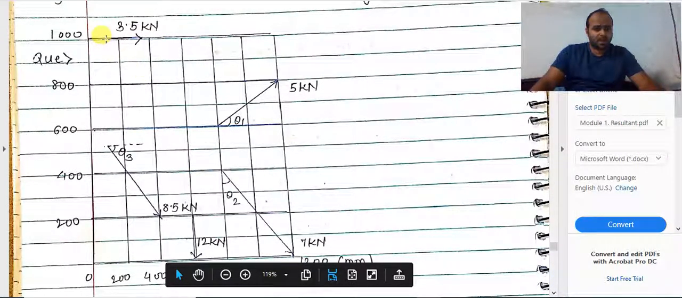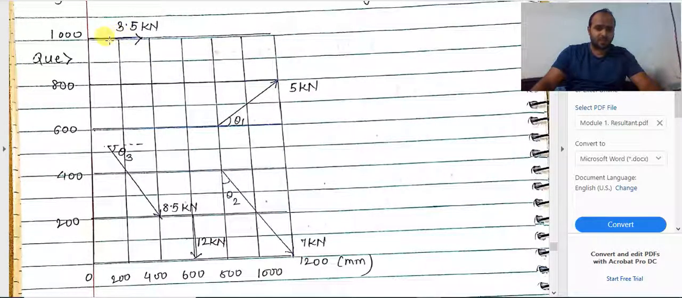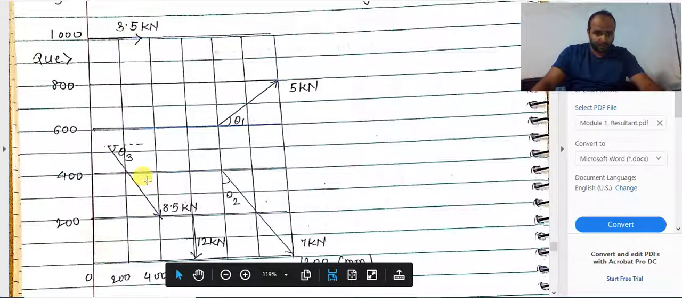Now, as we can see, there are a total of 5 forces acting in the system: 3.5 kilonewton towards right, 8.5 kilonewton acting at a particular angle, 7 kilonewton acting at a particular angle, 5 kilonewton acting at a particular angle, and 12 kilonewton acting vertically downwards. Now step 1, we will be drawing the free body diagram.